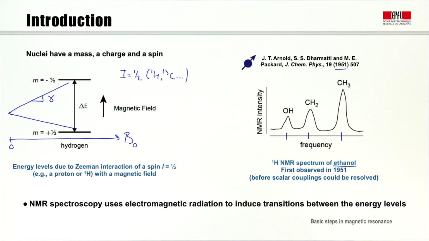Also, as you can see, the areas are different. In fact, the areas under these three peaks are roughly 1 to 2 to 3, and allow one to decide that there is only one of these protons, 2 of this, and 3 of the methyl protons. So that's a very important discovery. You note that these lines are rather broad, and that is because scalar couplings could not yet be resolved in those days.